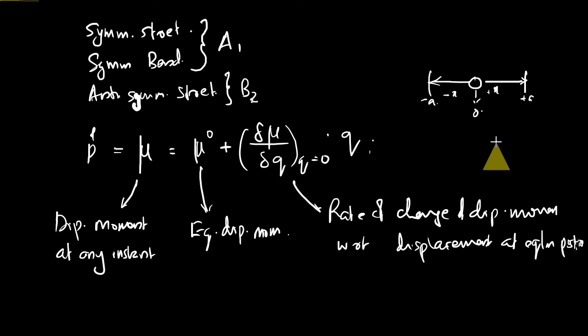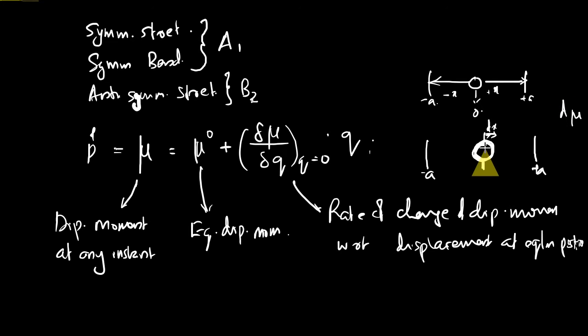Suppose you consider this one as an oscillator. This molecule is oscillating between this extreme and this extreme. So the equilibrium position is this one. It is making a displacement in the positive x direction, and you are considering an infinitesimal displacement dx here. So what is the dipole moment change when this infinitesimal displacement happens? That is dμ.